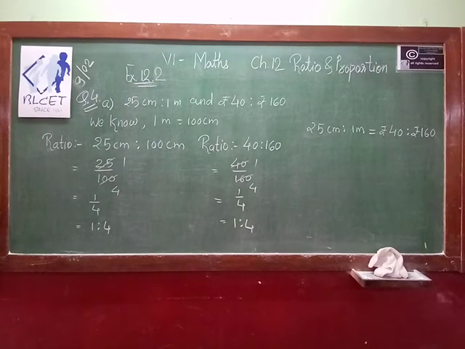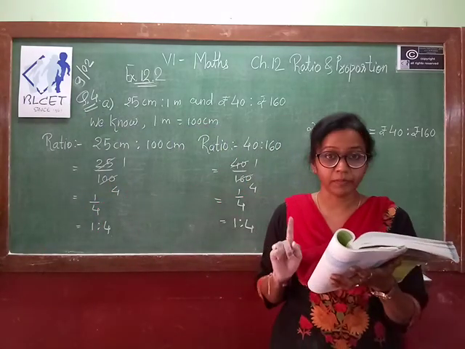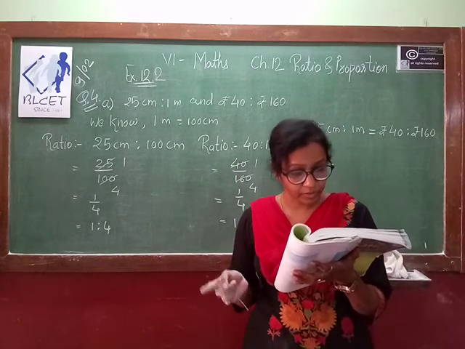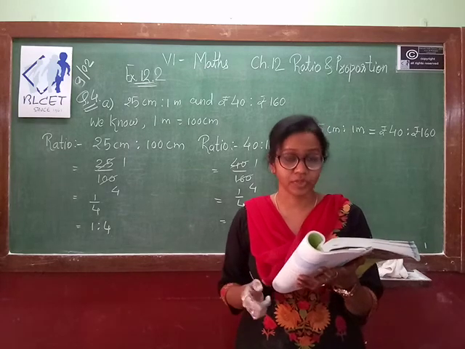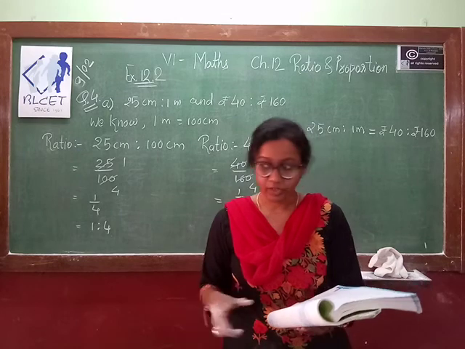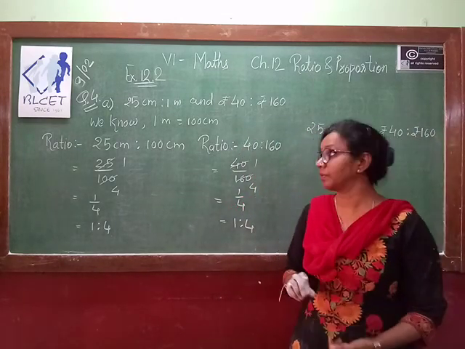Now see question number 4. Determine if the following ratios form a proportion. Also write the middle terms and extreme terms where the ratios form a proportion. Okay, so first of all we solve the questions and then we understand what the middle terms and extreme terms are.